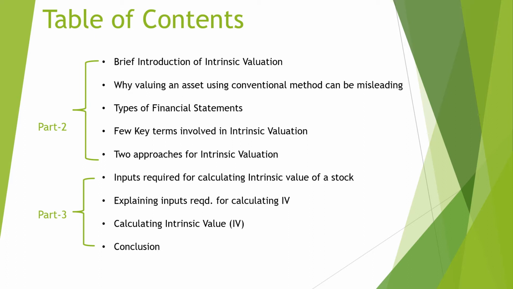Subsequently we also calculated the cost of capital, which is further divided into two parts, depending upon whether we are valuing the entire firm or just the equity part of it. When we value the entire firm, we call it the weighted average cost of capital, or WACC. If we just value the equity part of a company, then we call it the cost of equity. We also discussed how the two costs of capital are derived using the formulas. And in the end, we discussed the two approaches for intrinsic valuation.